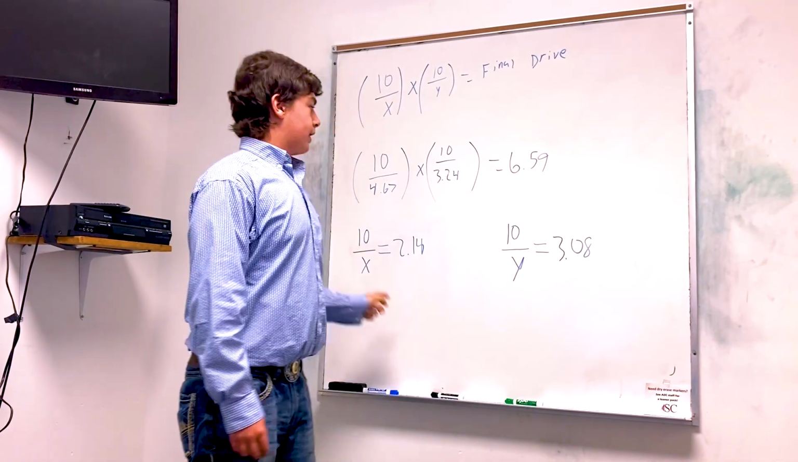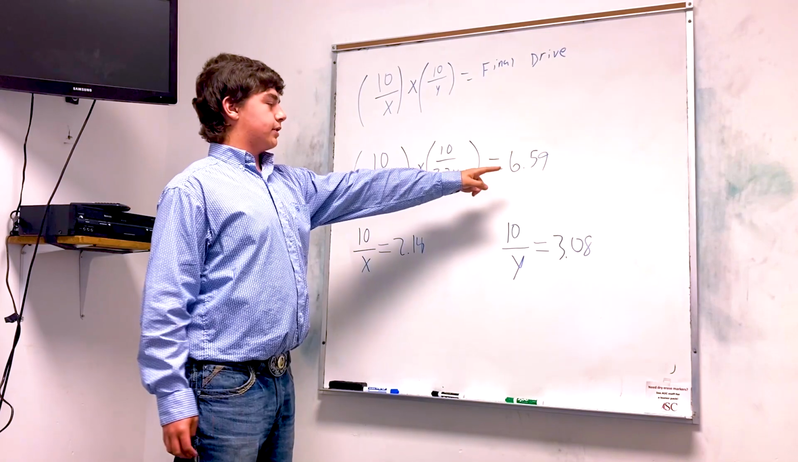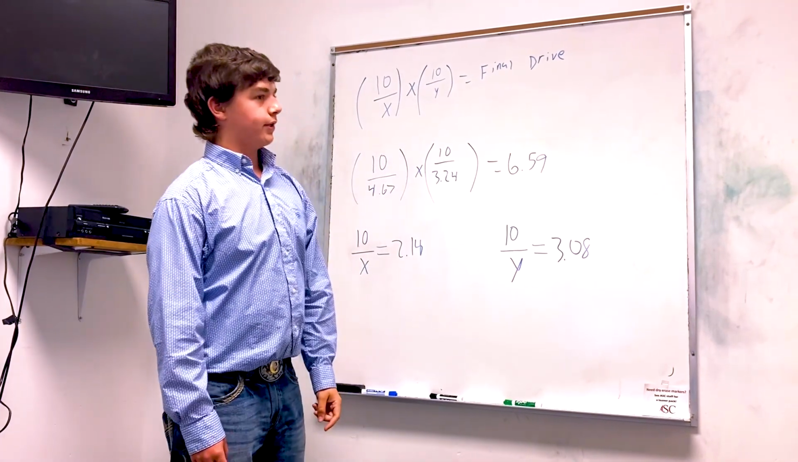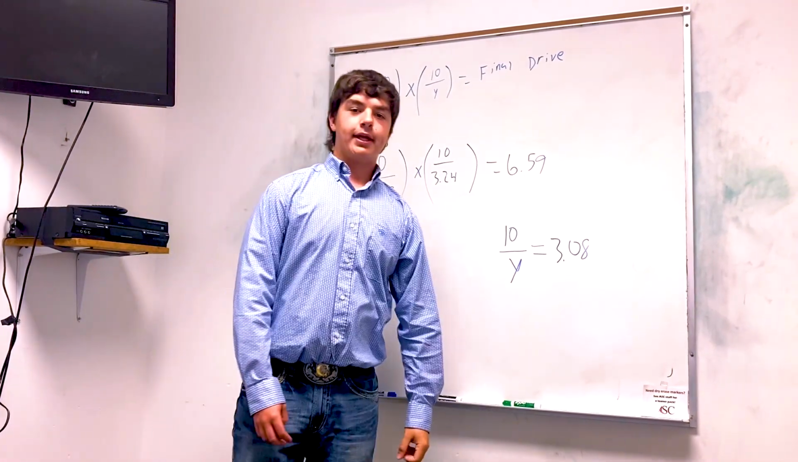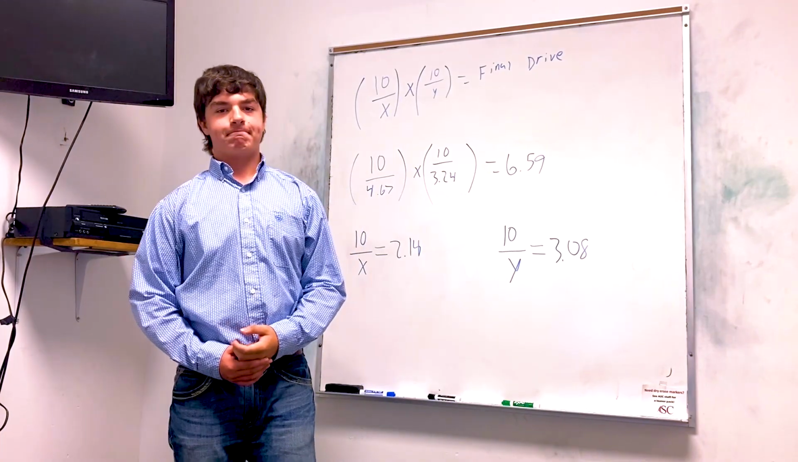So when you put all these together, you end up getting this problem here, which gives 6.59 as the final drive ratio. And that was my formula in my presentation for the Math and People project.